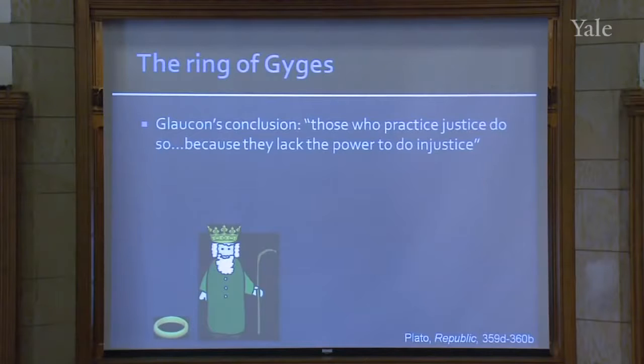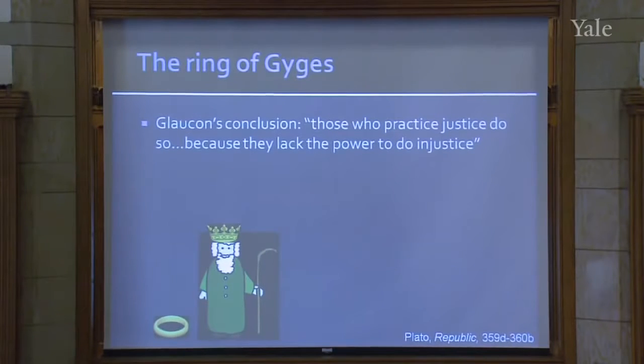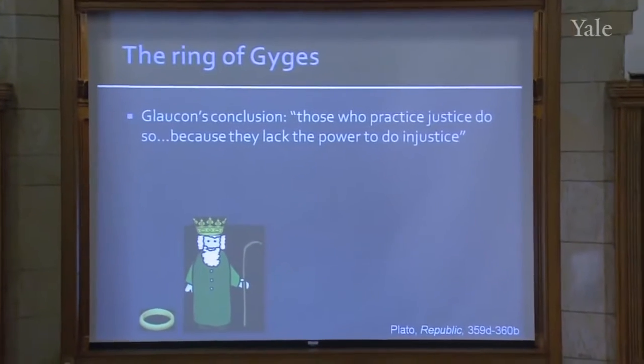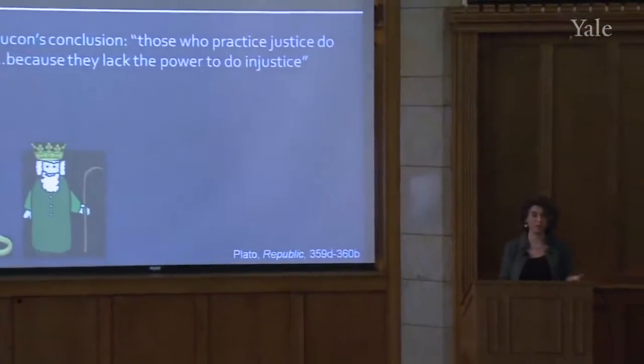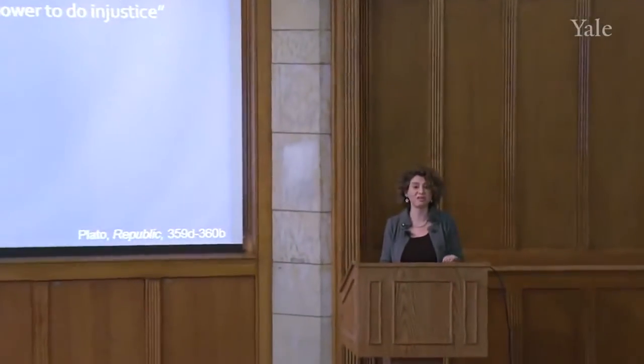And in addition, we're going to read some empirical psychological work on the question of what people do when they think they are unobserved. So we're going to ask the question whether, as a matter of fact, people would, and whether, as a matter of fact, people should behave as Gyges did. So that's the first example of the kind of topic we're going to address in the course.